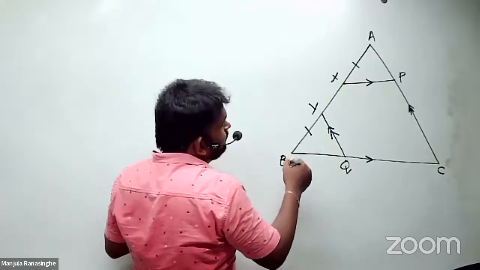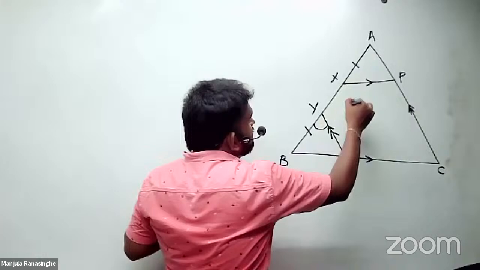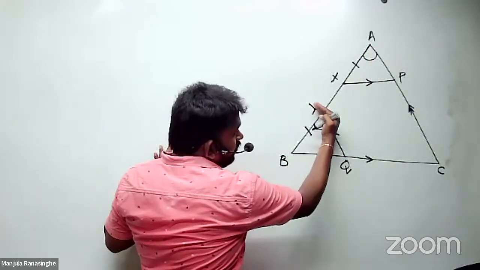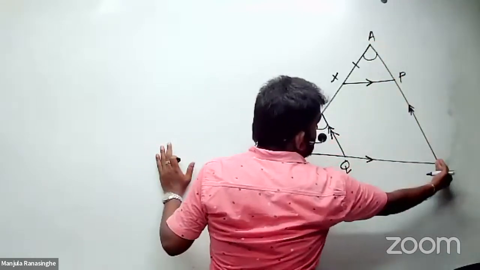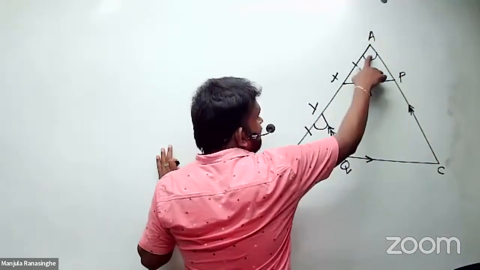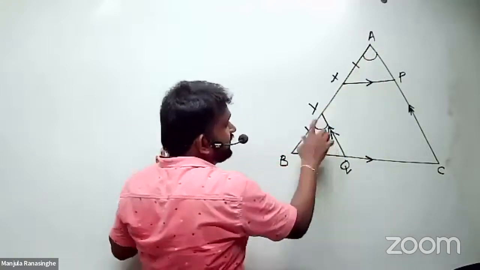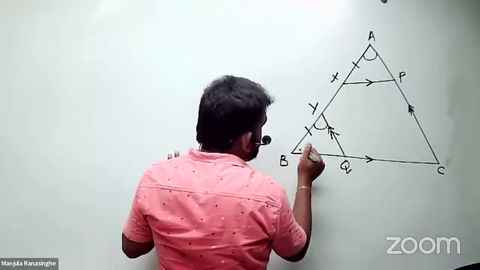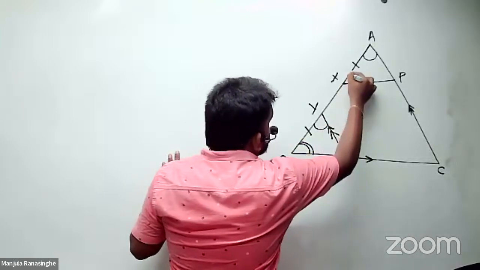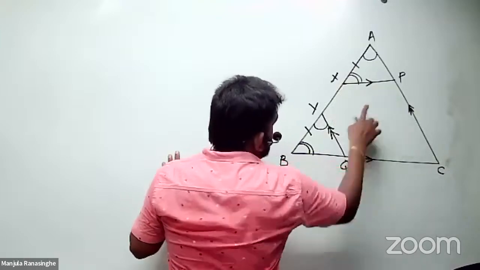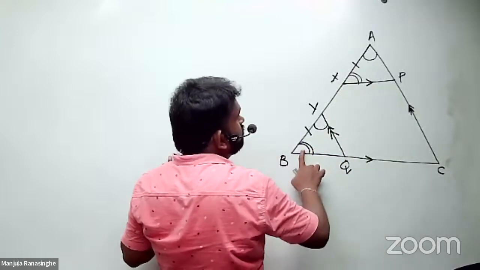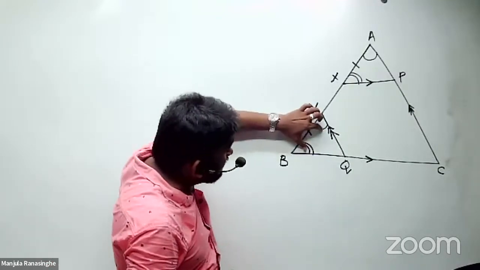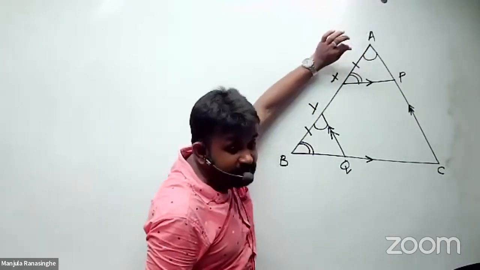You can mark here, this angle equals this angle. What is the reason? Right, see there, YQ is parallel to AC. Then these are called corresponding angles. They are equal. Further, you can see that these two lines are parallel, so this angle equals this angle. Why? XP is parallel to BC. Therefore, they are corresponding angles. Now you can see two angles and one side, two angles and one side.